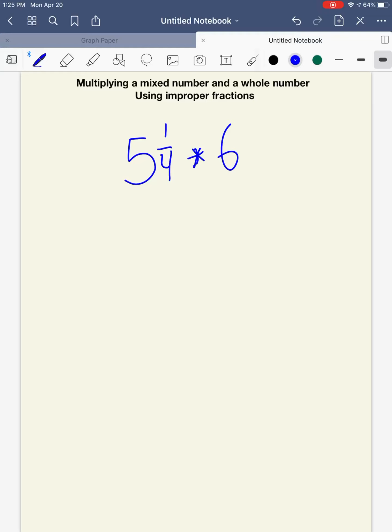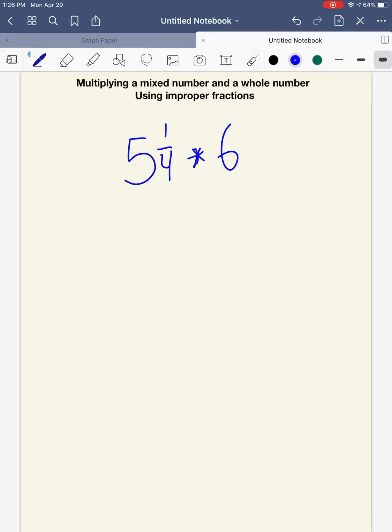This is a little video that I'm going to show you one strategy we can use to multiply a mixed number times a whole number. I'm going to make another one that will show us how to multiply a mixed number times a whole number another way. But for this video, we're going to use improper fractions. And hopefully one of these two methods you will latch onto and say, yeah, that's the one for me. Okay, so we're going to use this example of 5 1/4 times 6.